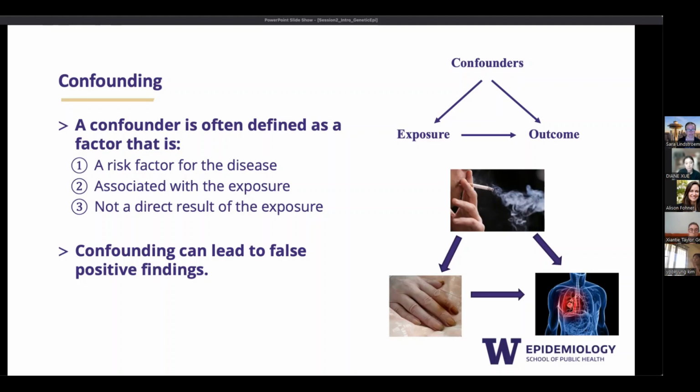We're going to come back and talk about confounding in genetic epidemiology studies. I think probably the most well-known potential confounding factor is population stratification, and we're going to talk about that tomorrow.